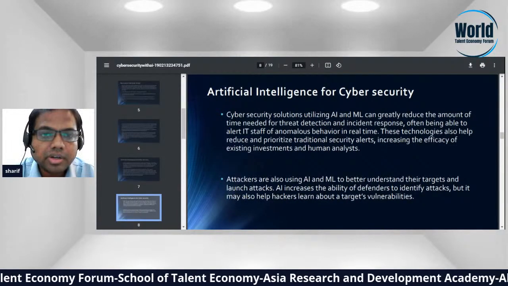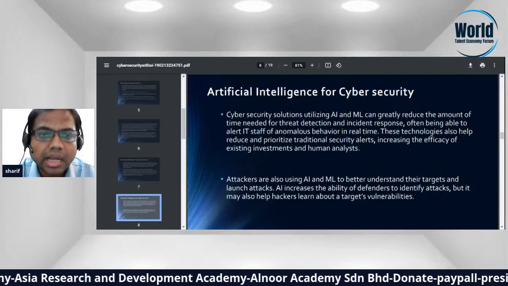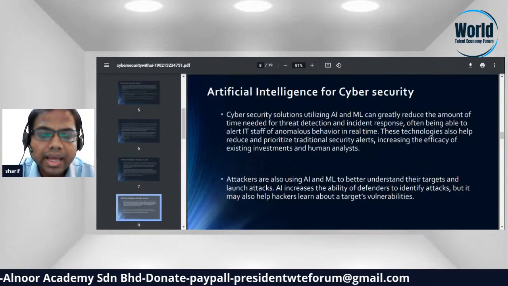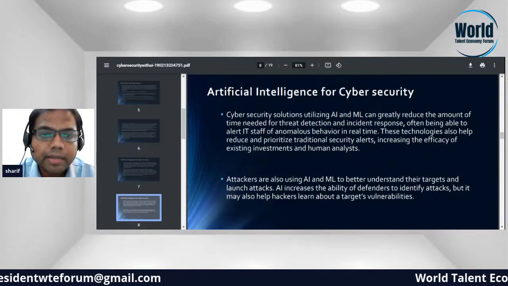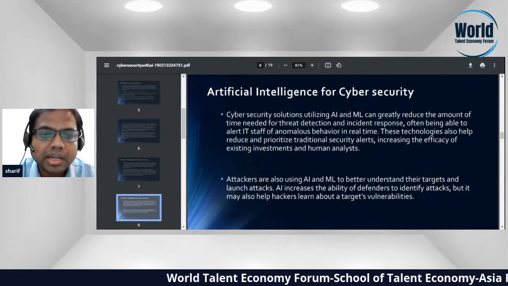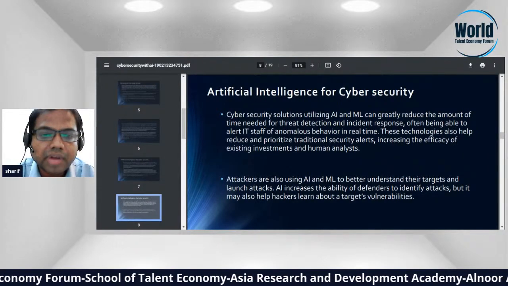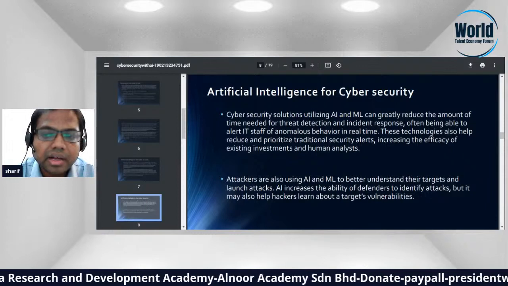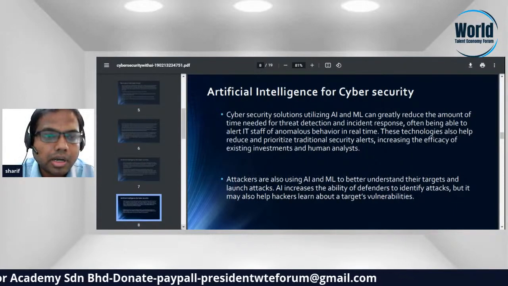Artificial intelligence for cybersecurity. Cybersecurity solutions utilizing AI and ML can greatly reduce the amount of time needed for threat detection and incident response, often being able to alert IT staff of anomalous behavior in real time. These technologies also help reduce and prioritize traditional security alerts, increasing the efficiency of existing investments and human analysts. Attackers are also using AI and ML to better understand their targets and launch attacks. AI increases the ability of defenders to identify attacks, but it may also help hackers learn about a target's vulnerabilities.